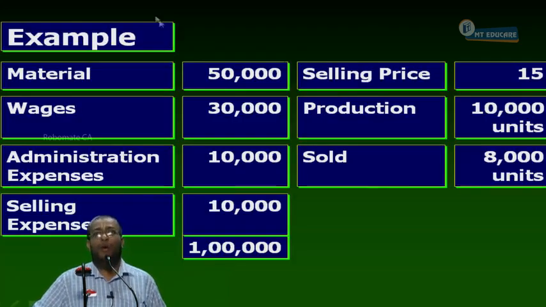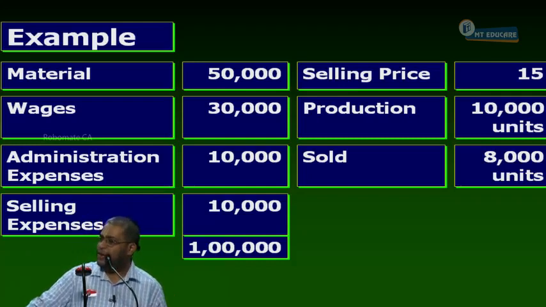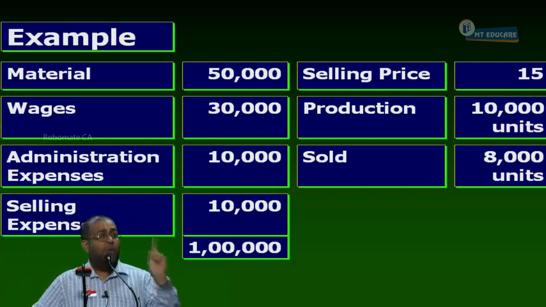As selling price, yeah. Now, see, 1 lakh is the total cost. What is 1 lakh total cost? For producing how many units? 10,000 units. What is the cost per unit? Why you said 15? It is the selling price, yeah. Yes or no? What is the cost per unit? 10 rupees. 1 unit, the cost is 10 rupees. Yes or no?